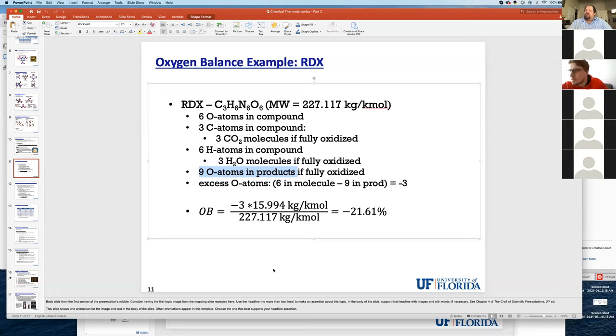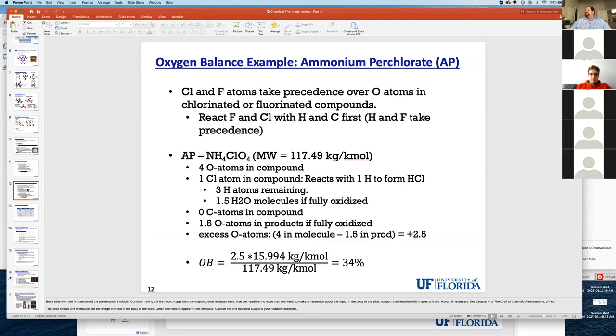After you do a few of them, you start getting the hang of it. Okay, so are there any questions with this? Okay, so then we will do something that's slightly more complicated. We'll do an oxygen balance for ammonium perchlorate, or AP. Now, what makes AP difficult is that there is this chlorine atom in there.